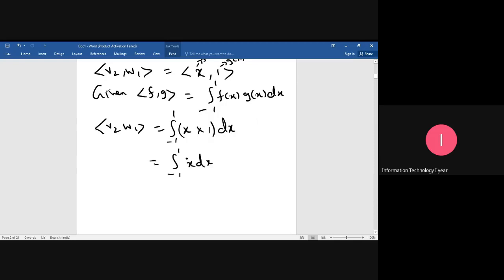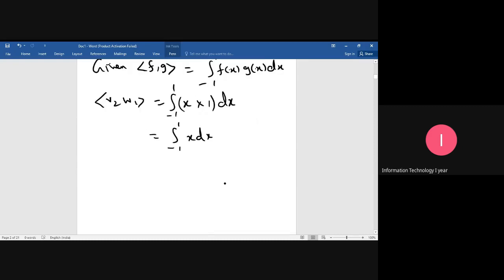One way is to find the integral of x dx and substitute the limits. Otherwise, we know x is an odd function. From the first chapter, first year, first semester, I explained this property. The limit is minus 1 to 1 and the function is odd, so the integral becomes 0. If the function is even, we can write it as 2 times the integral from 0 to 1. That is the odd and even function property. One way, apply it; otherwise, integrate.